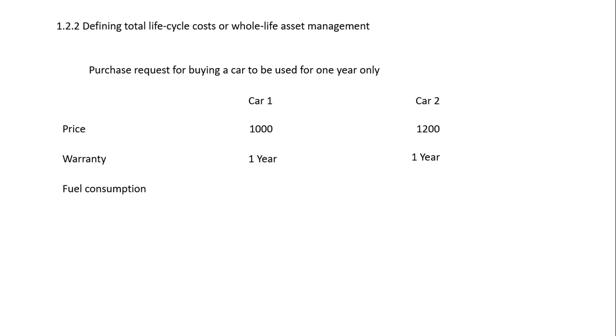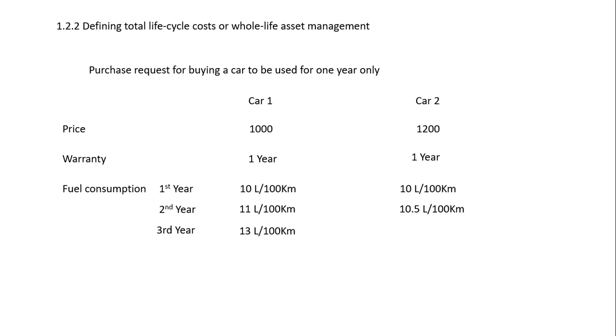The fuel consumption of the first car is as follows. The first year, 10 liters per 100 kilometers. Second year, 11 liters per 100 kilometers. Third year, 13 liters per 100 kilometers. The fuel consumption of the second car is as follows. The first year, 10 liters per 100 kilometers. Second year, 10.5 liters per 100 kilometers. Third year, 11 liters per 100 kilometers.